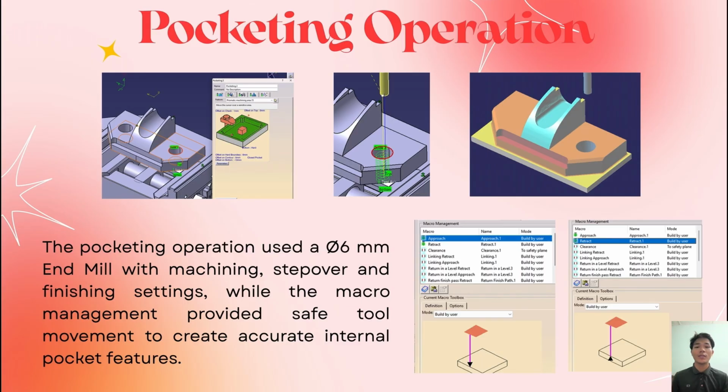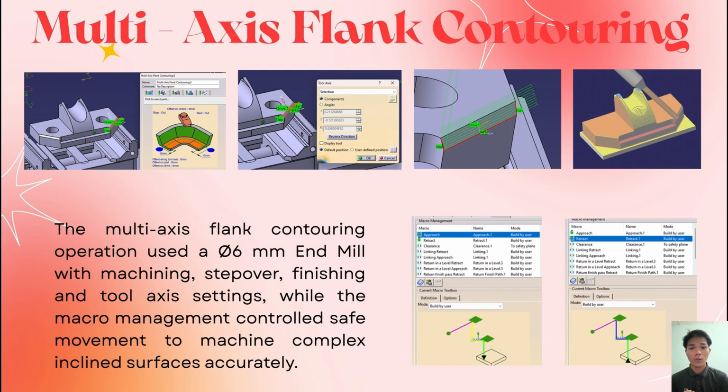For the third process, multi-axis flank, we use it to make a chamfer on our project. The diameter of the end mill is 6 mm, with machining step-over, finishing and tool axis settings, while the macro management controls safe movement to machine complex inclined surfaces accurately.